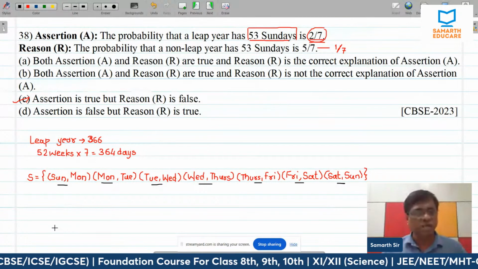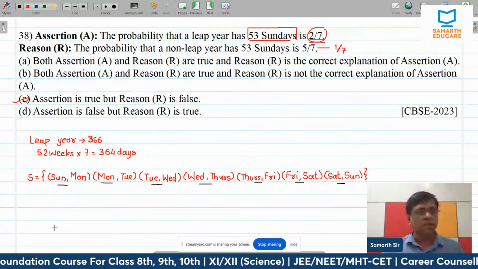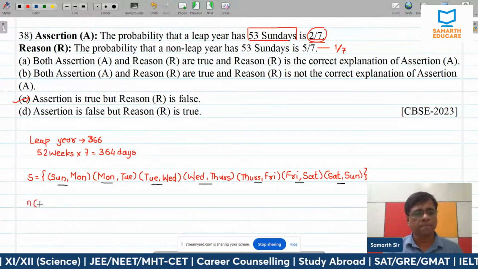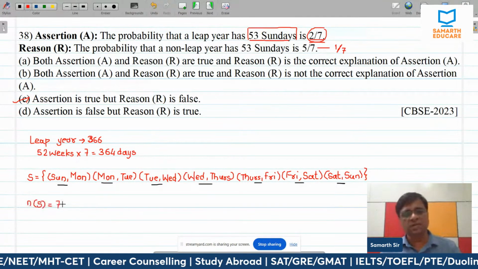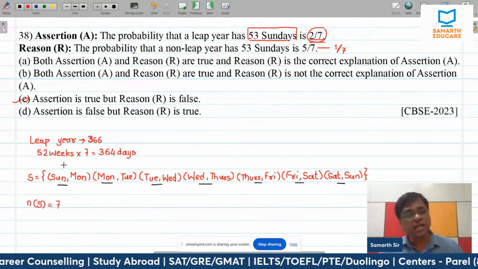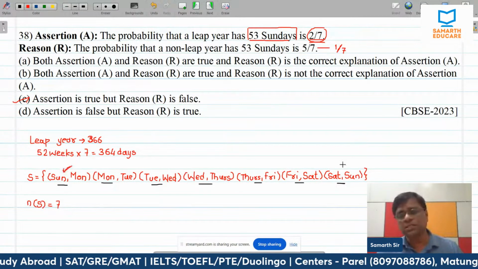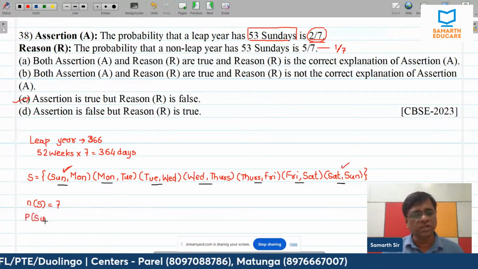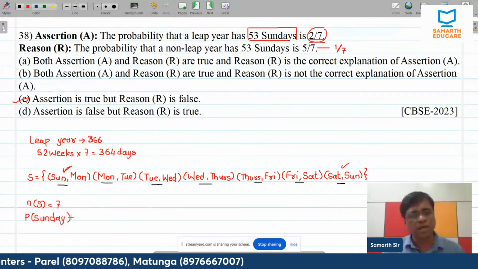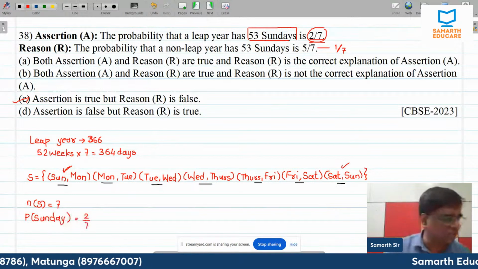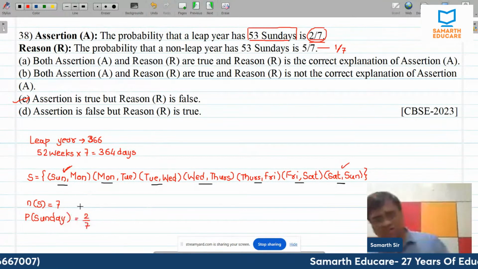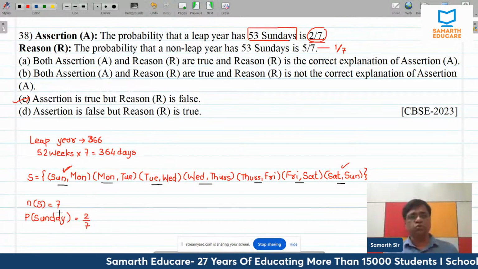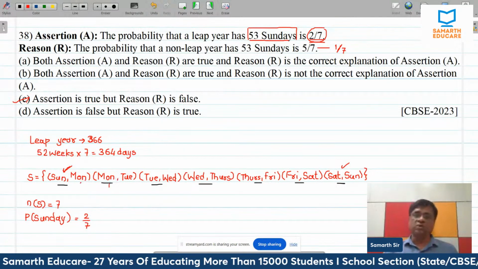So n of S, how much is it? n of S in this case is 7, and in this Sunday किधर आ गया? This is one possibility and this is another possibility. Hence probability of the 53rd Sunday, कितना बार आ गया? 2 times, and that is 2/7. And if you observe, that's what I said: instead of 52 Sundays, if I ask for 52 Mondays, Monday is here and here, so every time it will be 2/7.